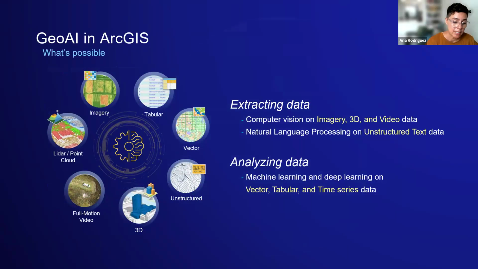So these tools can be applied to many different data modalities. Like I mentioned, different data types. When we need to extract data, we can apply computer vision techniques to imagery, to 3D data, video data as well. And we can apply these NLP techniques to unstructured text data. So when we're analyzing this, we can apply machine learning and deep learning techniques to this vector or tabular data and that time series data as well. And so while we can view this from the data modality perspective, it's all about solving these problems, right, with this data. And we have two ways of doing this. We can either extract data or generate spatial data. And we can also analyze our spatial data.